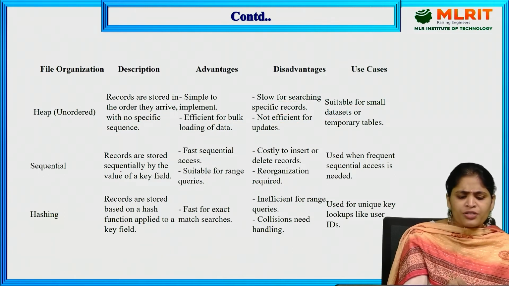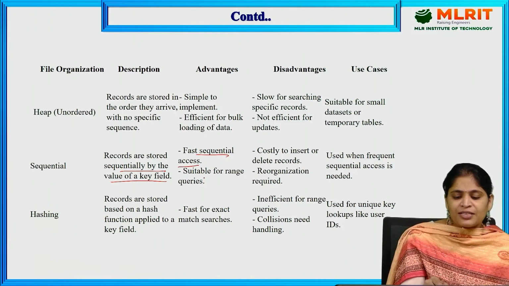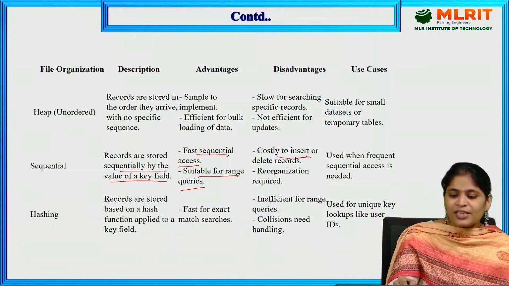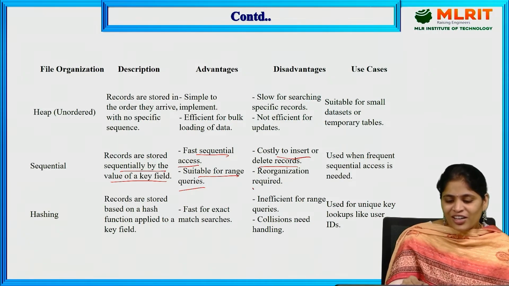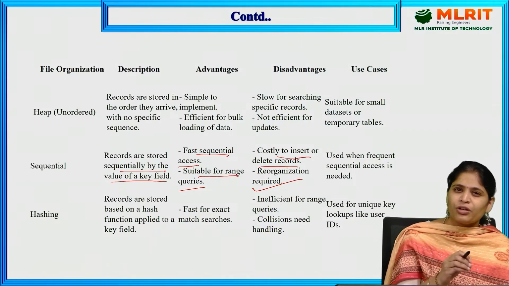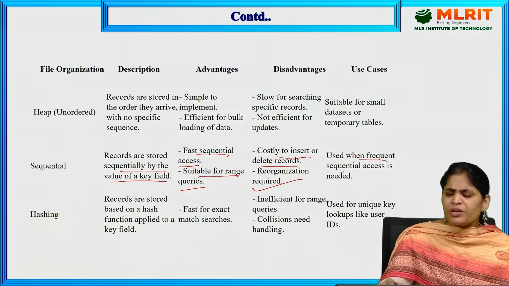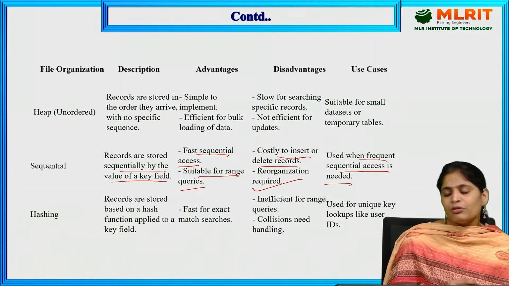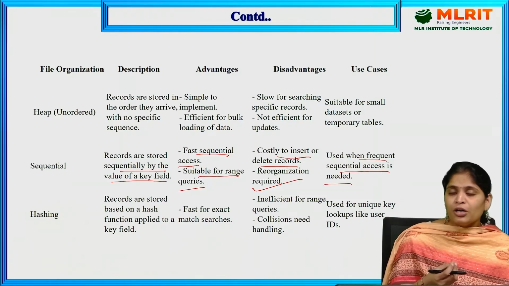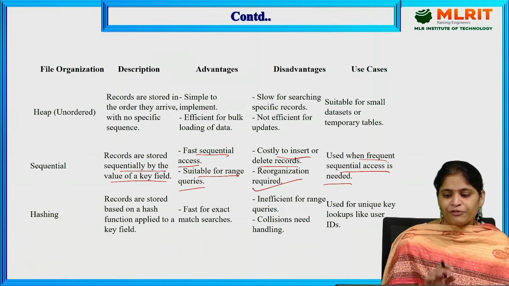Next, sequential file organization. Records are stored sequentially by the value of a key field. Fast sequential access, suitable for range queries, but costly to insert or delete records, and reorganization is required. So whatever records we store will be reorganized sometimes. Use it when frequent sequential access is needed. If we have to access the data sequentially or frequently, then we can prefer this kind of organization.